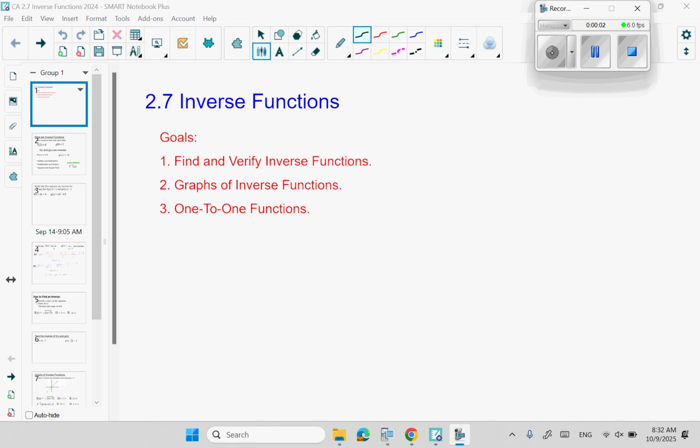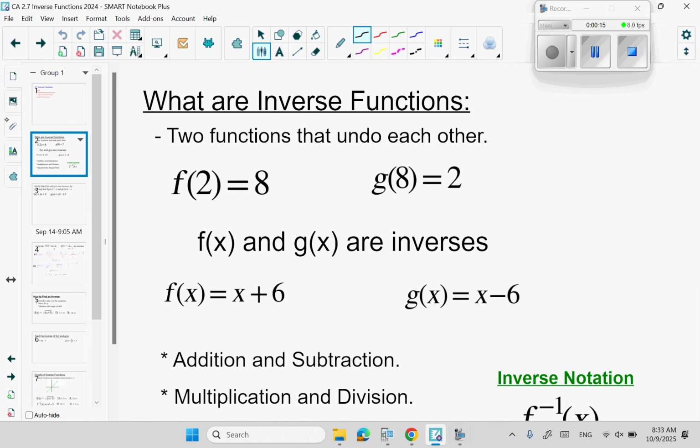Hello and welcome to College Algebra 2.7 Inverse Functions. So today we're going to find and verify inverses, graphs of inverse functions, and talk about what it means to be one-to-one. So what are inverse functions? They kind of undo each other.